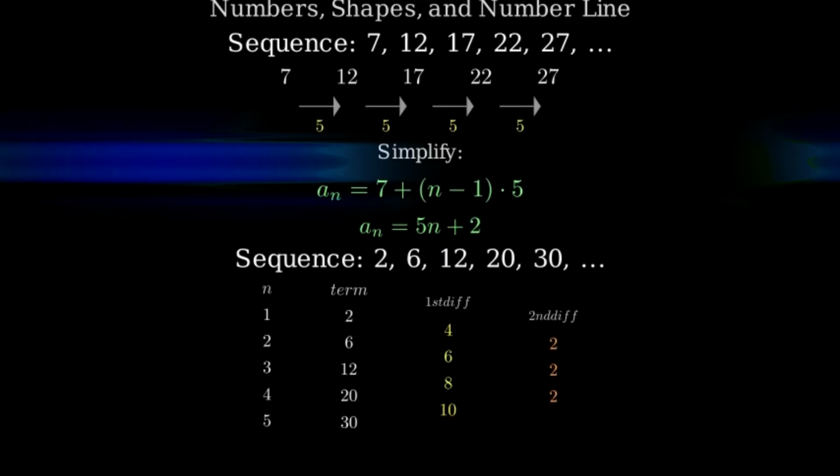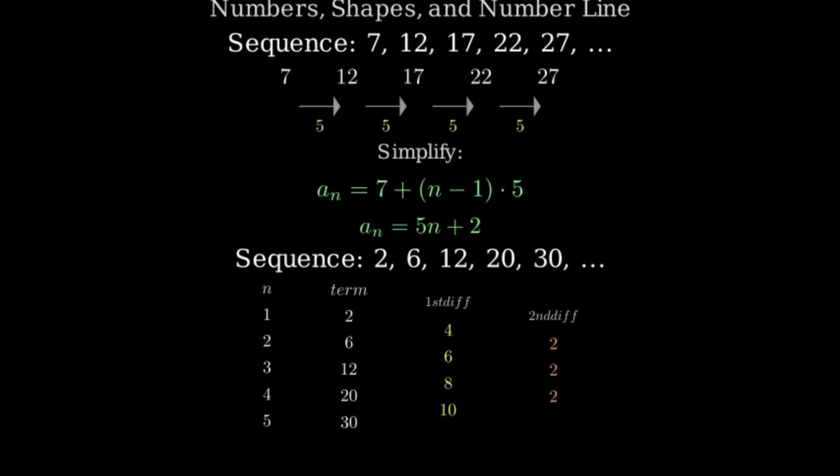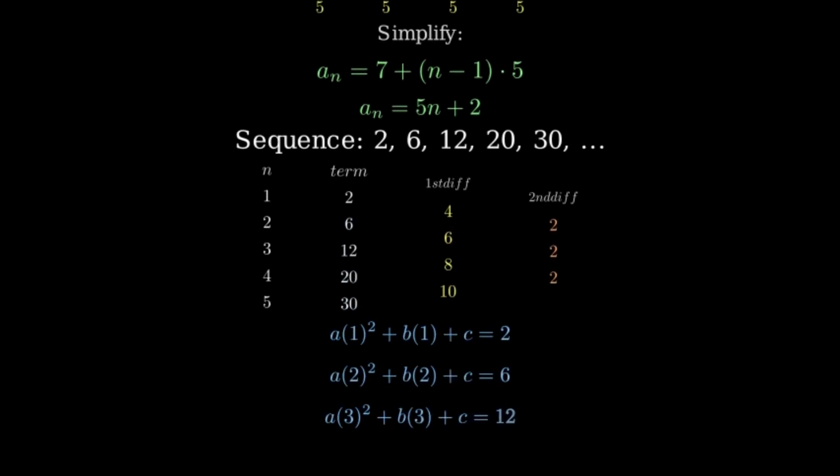When the second difference is constant, the sequence is quadratic, so the general nth term has the form a n squared plus bn plus c. We'll solve for a, b, and c using the first 3 terms. Solve the system. From these 3 equations, subtract and simplify to find a, b, c. Solving gives a equals 1, b equals 1, and c equals 0.